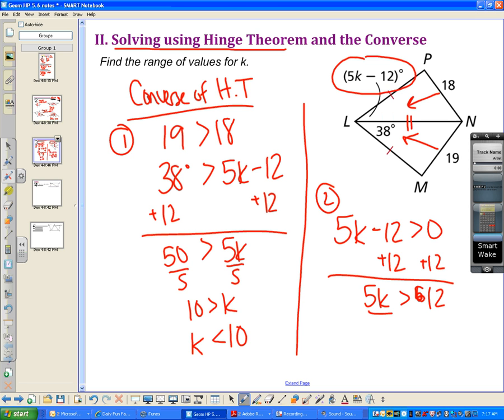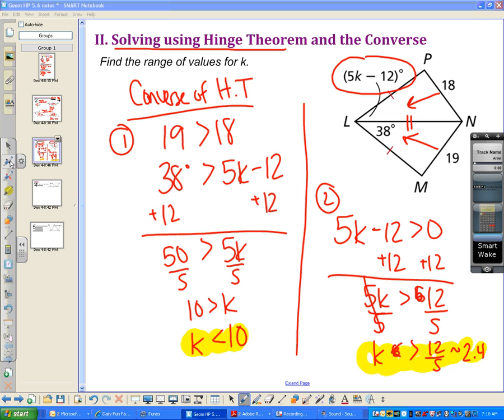And it's okay to have decimals. We're going to have some decimals in this chapter, and that's totally fine. We like our decimals and our fractions. So we have k is greater than 12/5, which I think is about, correct me if I'm wrong, about 2.4. So we have two answers, and we're going to combine these into a compound inequality.